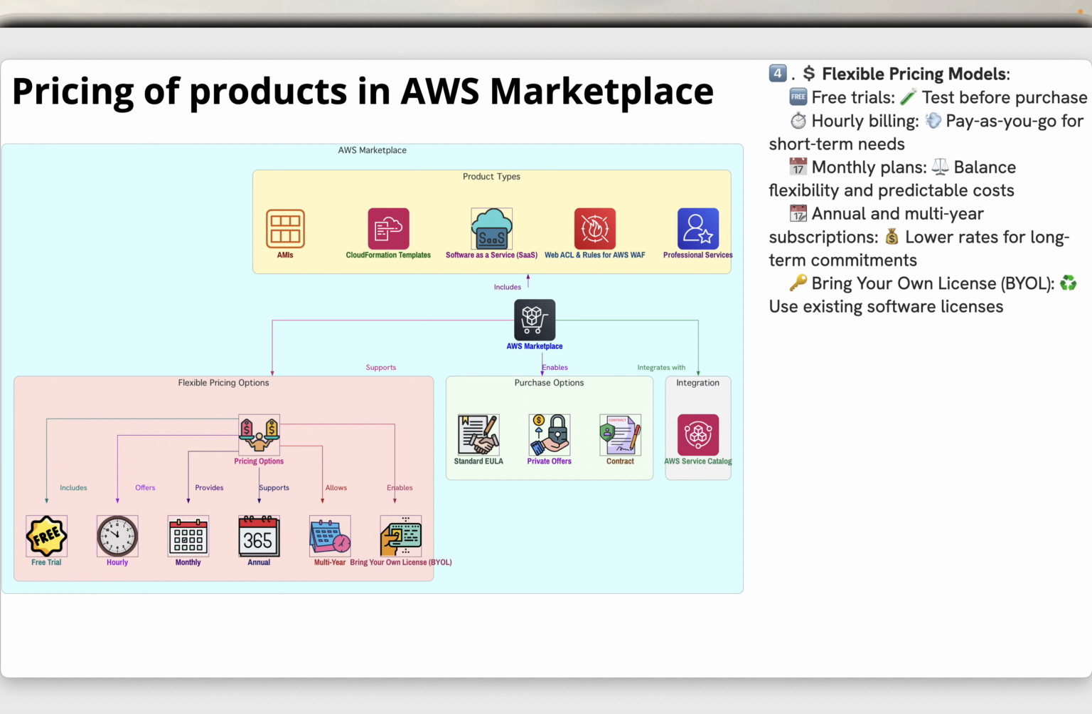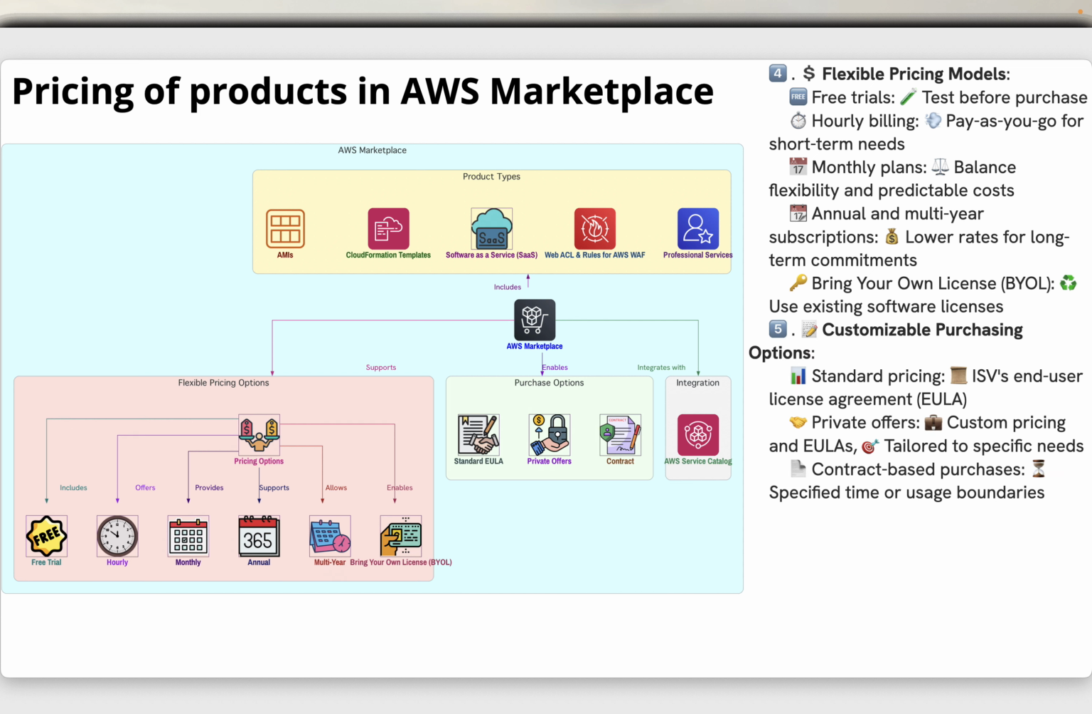And flexible pricing models. So AWS Marketplace offers flexible pricing options. So you have free trials which allow buyers to test products before purchase. Then you have hourly billing for pay-as-you-go usage, which is ideal for short-term needs. Then you have monthly plans which balance flexibility and predictable cost. Then annual and multi-year subscription provide lower rates for long-term commitments. And you can bring your own license model also for using existing software licenses.